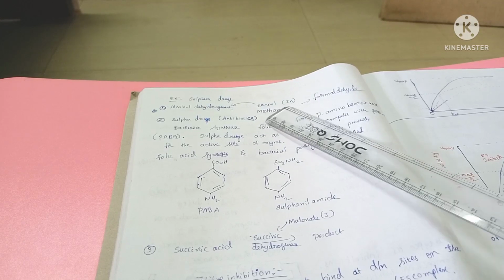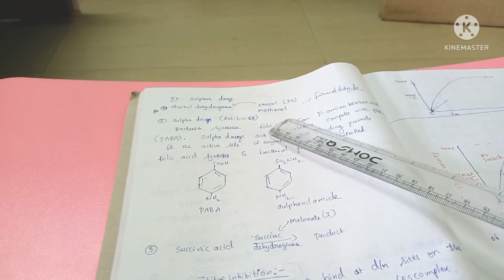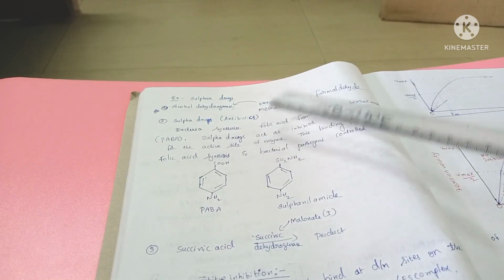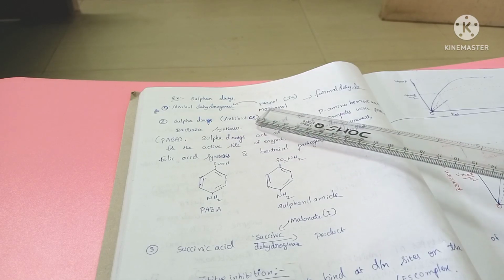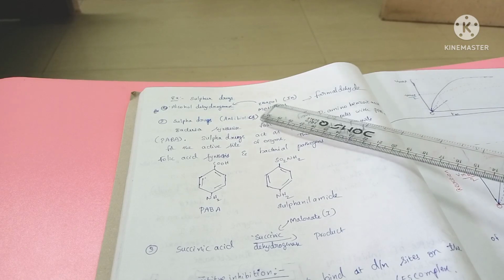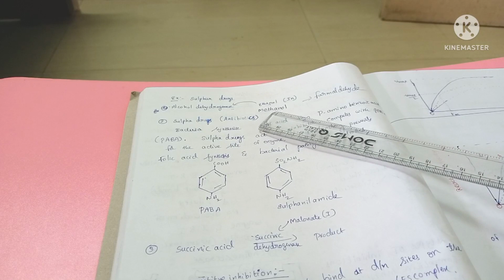The main examples of competitive inhibitors are the sulfa drugs, ethanol and malonate. Now one by one we'll see about them. The first one is ethanol. How does ethanol act as a competitive inhibitor? This ethanol will act as a competitive inhibitor for methanol.